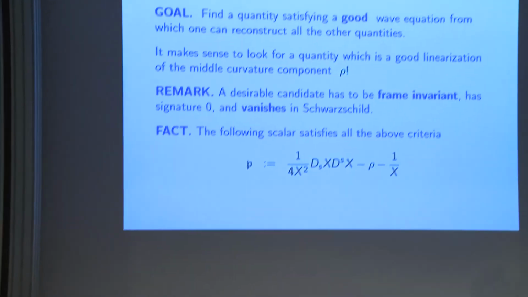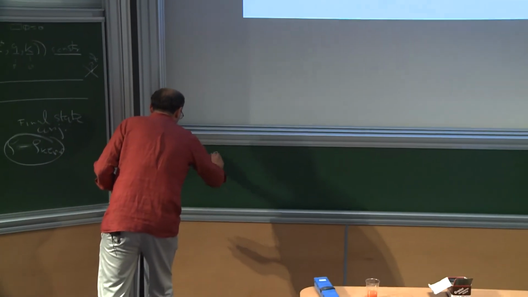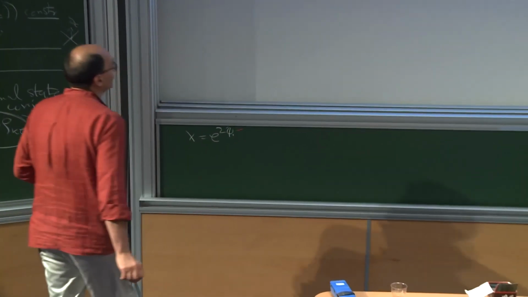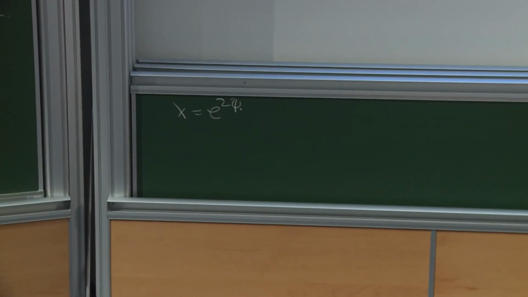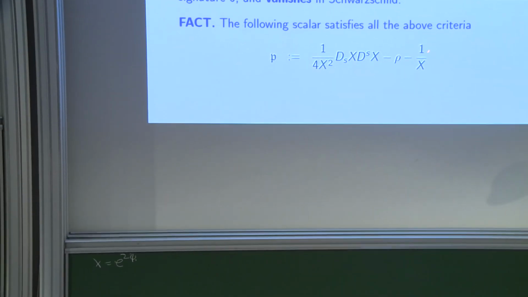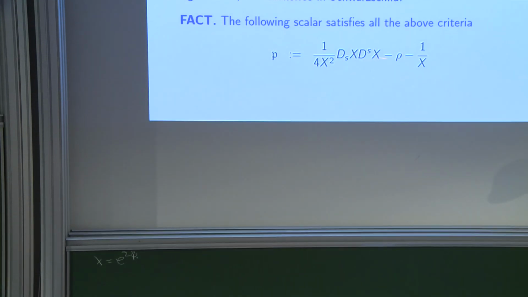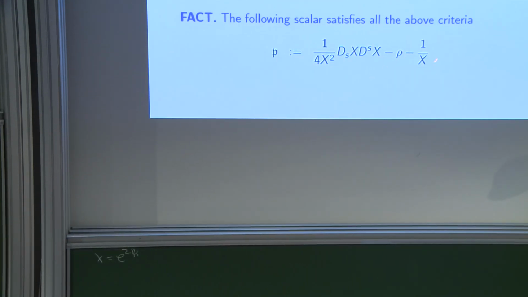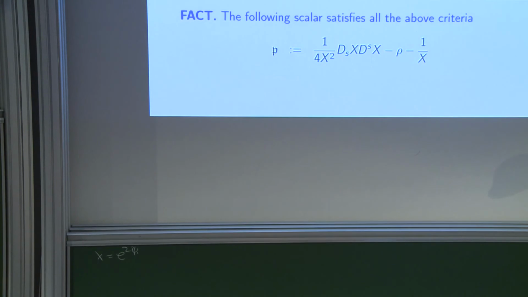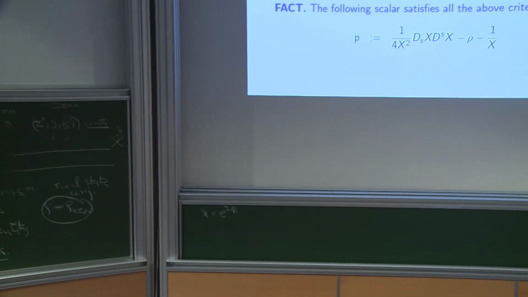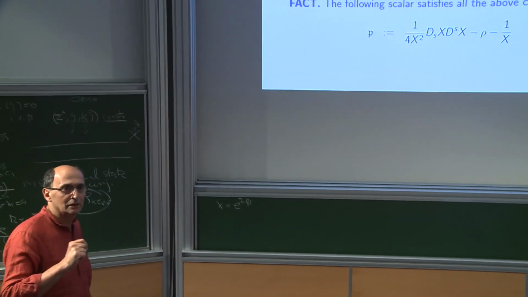at the level of this x, which was e to the 2 phi in the previous slide. You see, it's just derivatives. So this is clearly a covariant, tensorial expression, minus this rho, which is the one that you want to linearize. This quantity is 0 in Schwarzschild, and is an invariant of order epsilon squared, right?